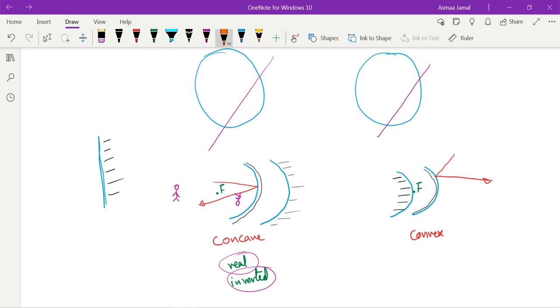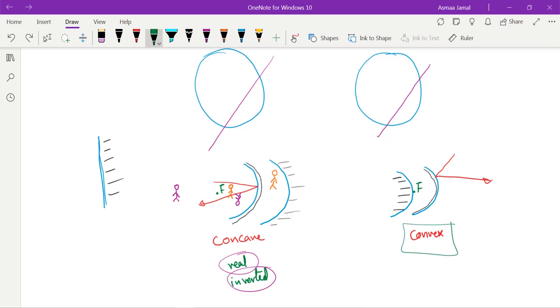But if the object has a distance less than the focus, which means at some point here, then we will have a virtual image. And it will be an erect, enlarged image.